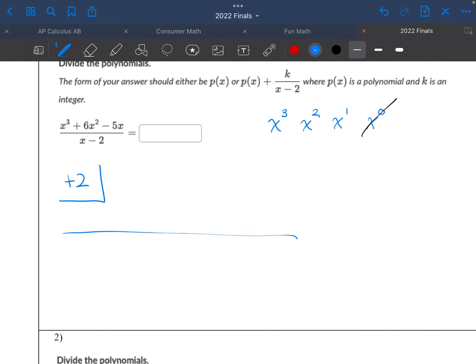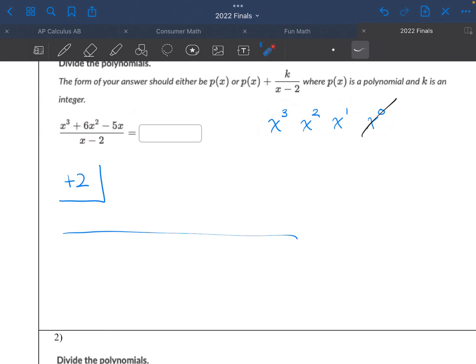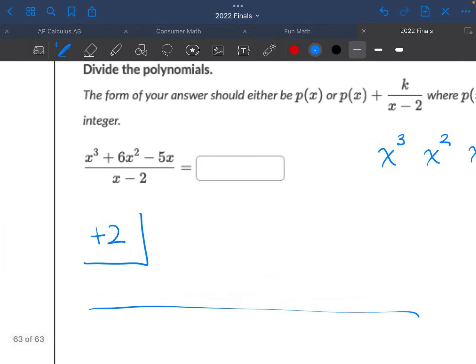So do we have each of these values? And just check. We have an x to the power of 3. Yep. x to the power of 2. Yep. x to the power of 1. Yep. Do we have an x to the power of 0? No. We should have like a plus 2 here or something, but we don't have that. So what I'm going to do in my problem is say plus 0 to make it easier for me to remember. There should be a number there.